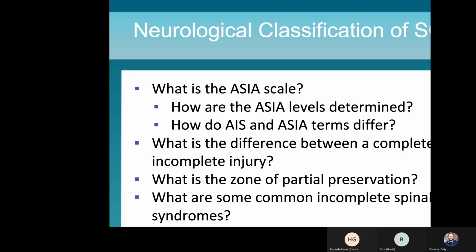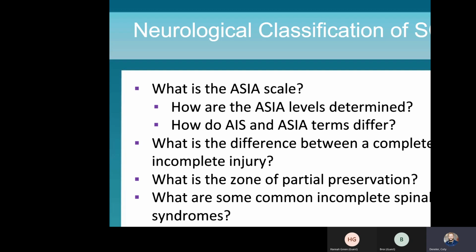All right, so let's look at the incomplete versus a complete injury. When you have a complete SCI, you want to focus on the ASIA scale A, okay? This scale has A through E on it. So you're going to focus on ASIA scale A. And then if it's incomplete, you're going to focus on B, C, D, and E.